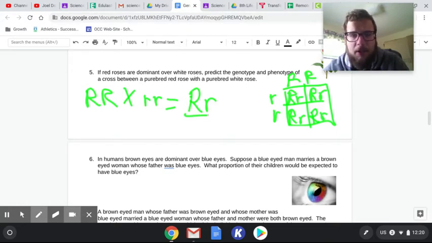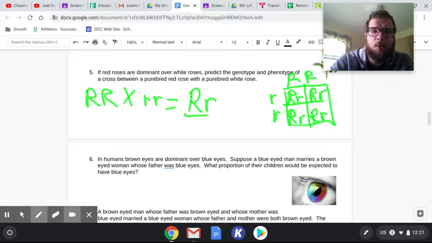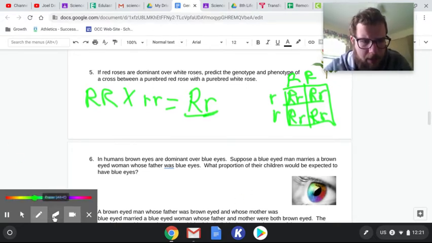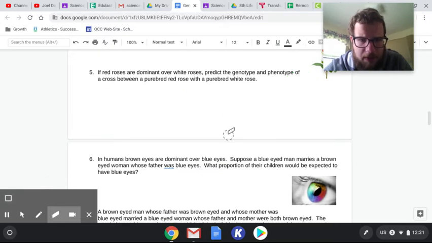That means all the roses are going to be what color? They're going to be red. But they still have that white gene kind of hidden in there. All right, so let's go to number 6. Oh, can't scroll with the eraser.